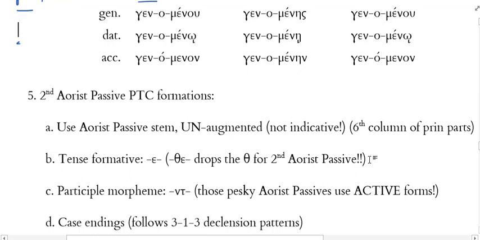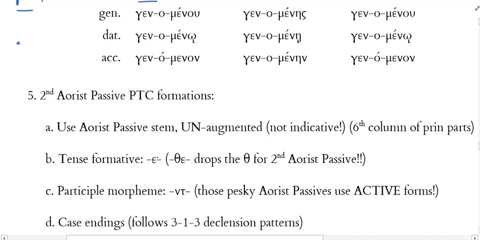What we're dealing with is the theta eta or the theta epsilon for the participle, and then seeing how it is changed to form the second aorist passive participle. All right, so let's take a look at the handout here. How do we form the second aorist passive? We're using the aorist passive stem. Again, that's the sixth column of your principal parts. But remember, because we're outside the indicative mood, it's unaugmented.